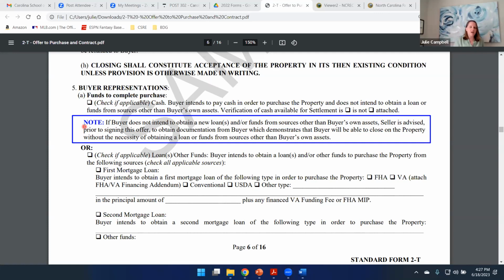If the buyer does not intend to obtain a new loan and/or funds from sources other than buyer's own assets, seller is advised prior to signing this offer to obtain documentation from the buyer which demonstrates the buyer will be able to close on the property without the necessity of obtaining a loan or funds from sources other than the buyer's. So if it's a cash buyer, we're going to represent that.